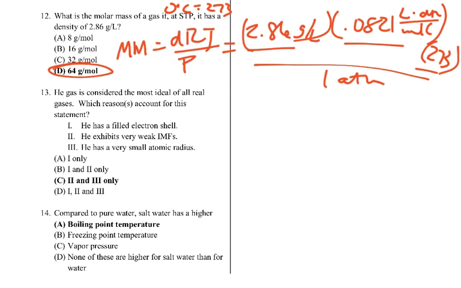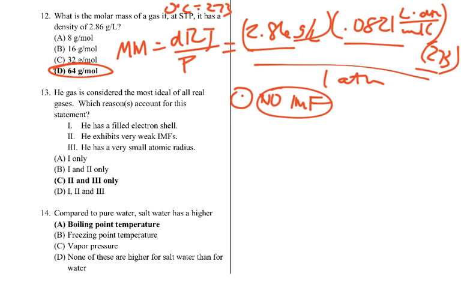Okay, number 13. Helium is considered the most ideal of all the real gases. How come? Now, an ideal gas is one that has no volume, no volume at all, and it has no intermolecular forces. So no volume, no intermolecular forces, and those are the two things we're looking at to make something an ideal gas. So why is helium very ideal?